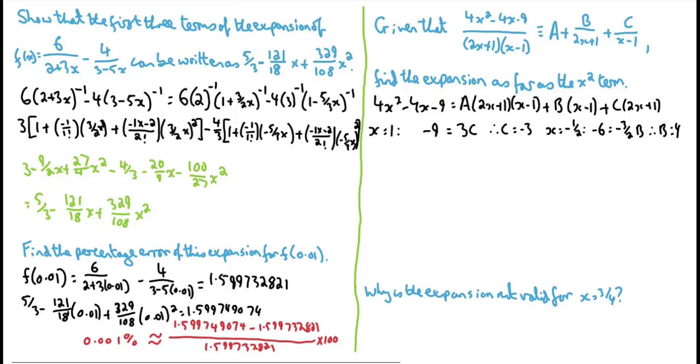Lastly, to work out a, because it's times by both brackets, we can't use the technique of eliminating a bracket. So once we know b and c, we can now just substitute in any other x value and solve for that. So let's just go with an easy one, which would be x equals 0. If x equals 0, the left-hand side, once again, is going to equal minus 9. And here, 2 times 0 is 0, add 1 is 1, 0 minus 1 is minus 1.